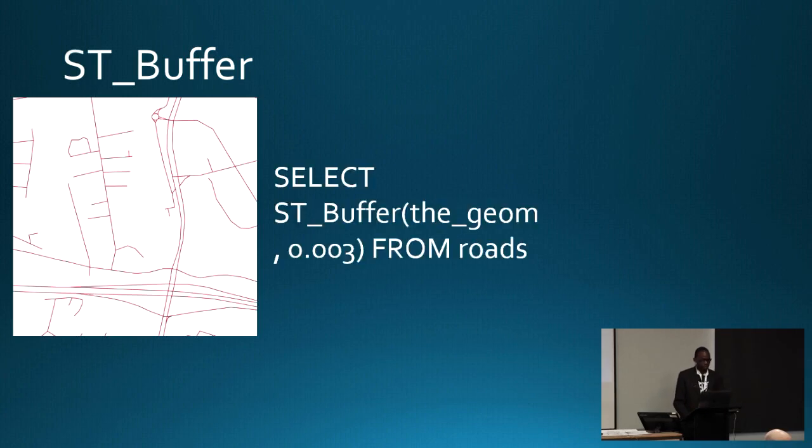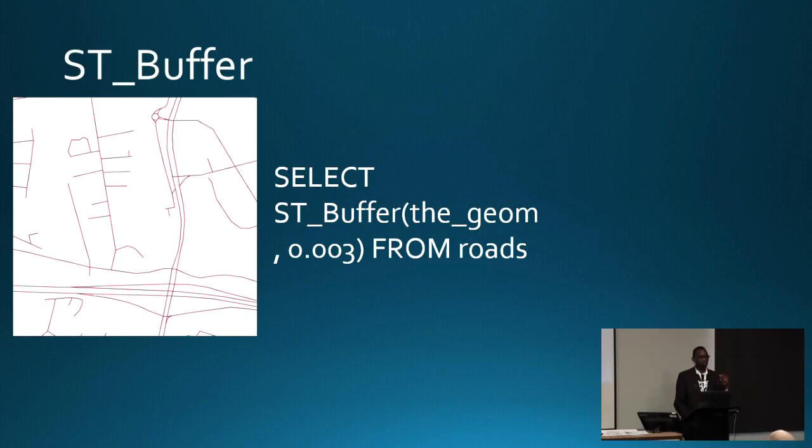So I just do a select ST buffer. The ST underscore is just a prefix for the functions that are installed with the extension when you install the extension to your database. And then the tolerance is that 0.003. You can increase that and play around with that, and that will give you an indication of how thick the line would become.